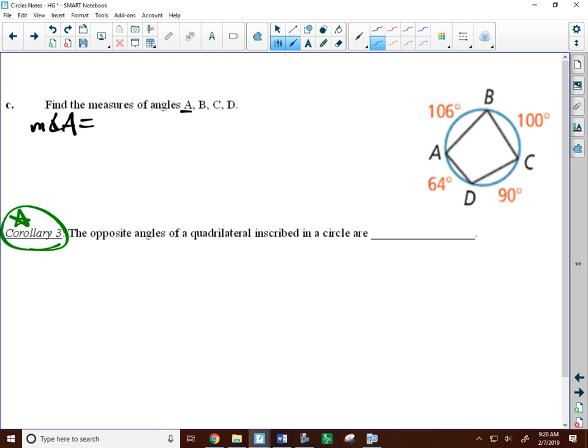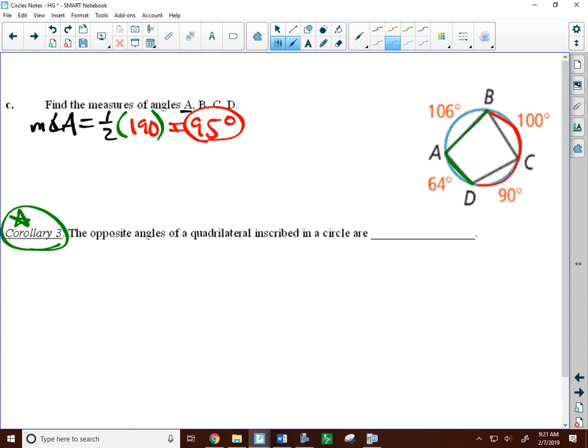So we have an inscribed quadrilateral. This is from yesterday. All the vertices of that quadrilateral touch the circle, so it's inscribed. To find the measure of angle A, well, A is an inscribed angle, so it's going to be half of the arc that it subtends, the arc that it intercepts. I have to add those two. Half of 190, so 95.